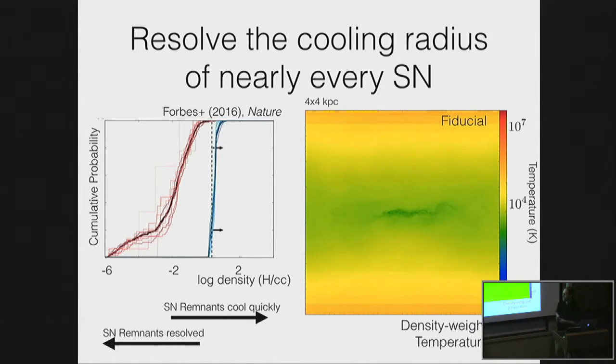The other piece of this model is supernovae, and supernovae are very tricky to simulate because if they go off in gas which is too dense, so this is a CDF of density in the simulation, then the supernova remnant will cool quickly and you can't resolve it, so it won't expand very far and you can't resolve it in your simulation.